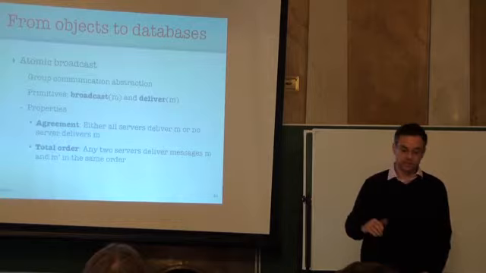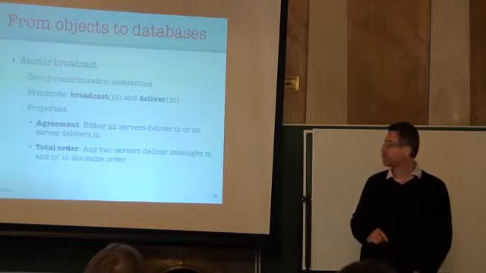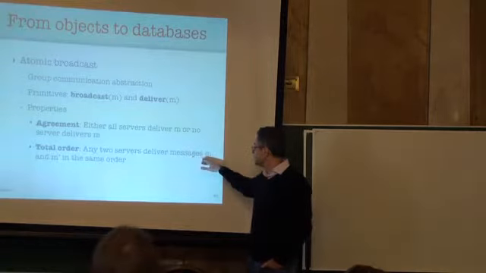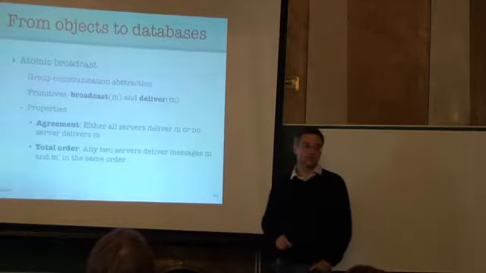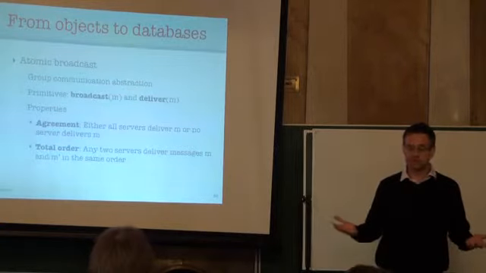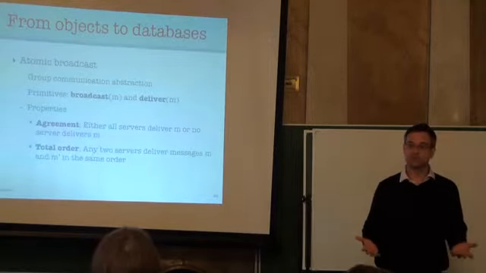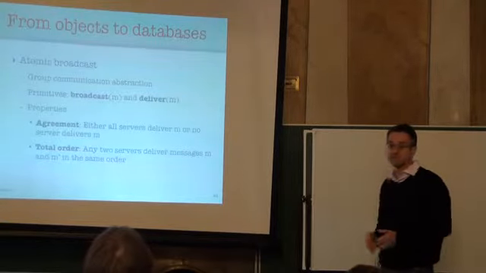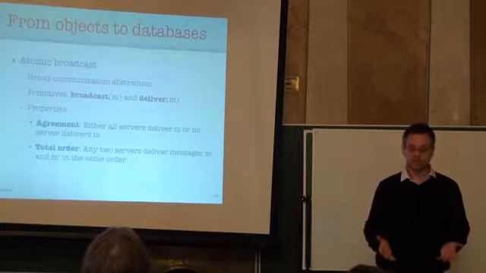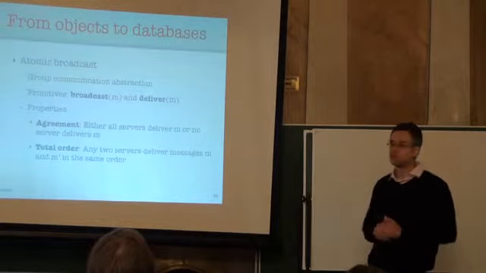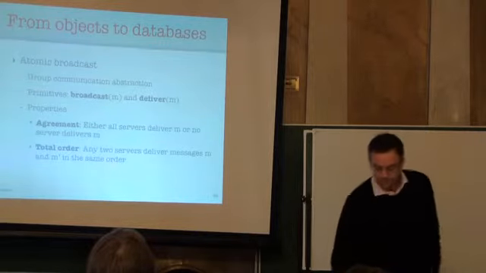So they guarantee agreement. And they also guarantee total order, which means that any two servers deliver messages M and M prime in the same order. So if two messages are broadcast by any sender, all these messages are going to be delivered in the same order. So it may sound like a simple abstraction, but it turns out that it's very powerful. It's so powerful that it allows me to implement linearizability in a failure model like the one I presented before.